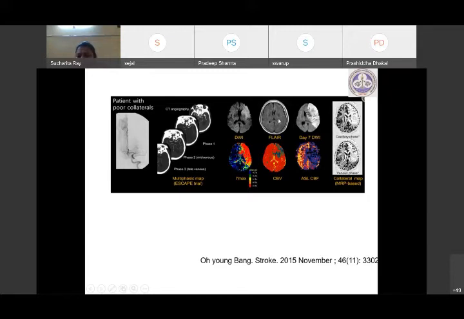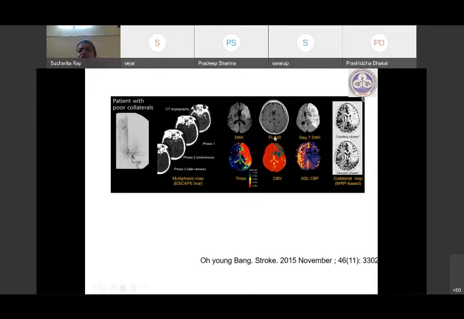On the FLAIR, however, you find out that the diffusion changes have not been taken over by the FLAIR changes, which means that the patient has got a diffusion FLAIR mismatch, meaning the patient is in acute phase of stroke, less than 4 hours. This patient was not treated.